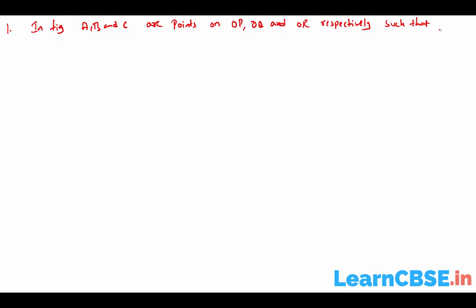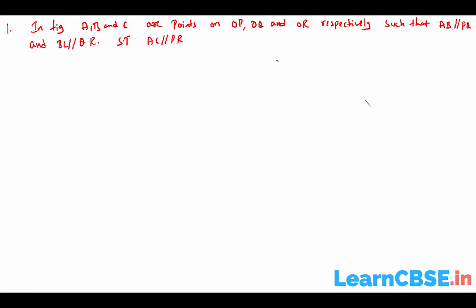Problems based on triangles, part 2. First question. In the figure, A, B and C are points on OP, OQ and OR respectively, such that AB is parallel to PQ and BC is parallel to QR. Show that AC is parallel to PR.